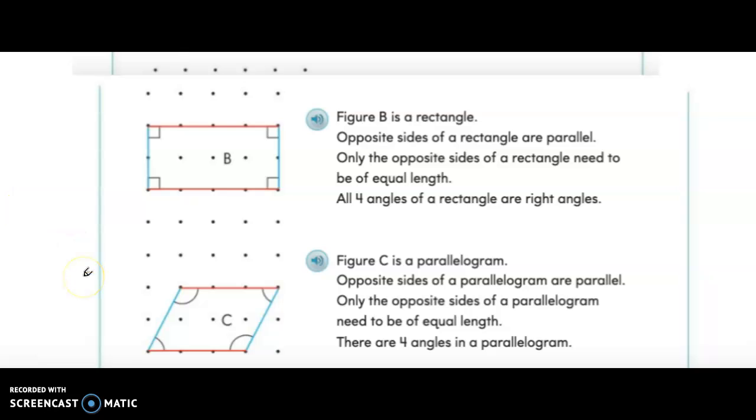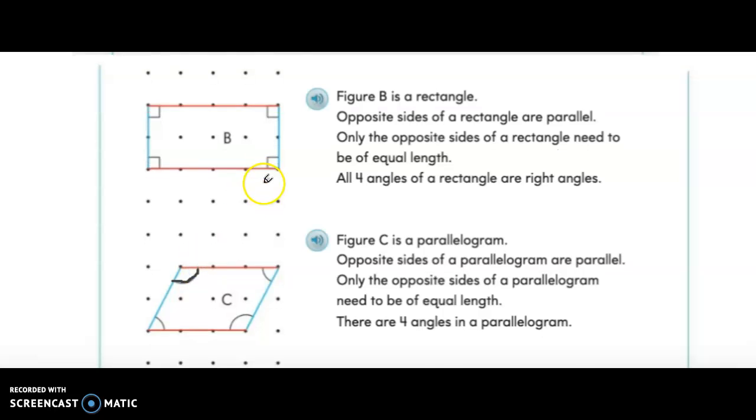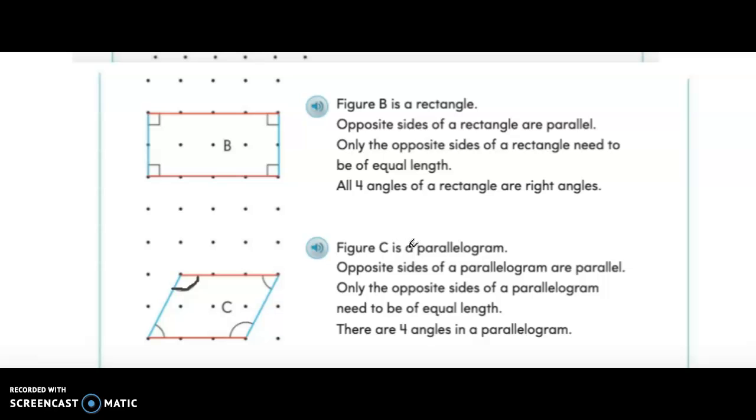If you're forgetting what I meant as far as angles and the difference of the squares versus these circles, this is a perfect example for you to compare, okay? Here we have this square showing that it's a right angle, and here they're just showing us that there is an angle there. So, figure C is a parallelogram.